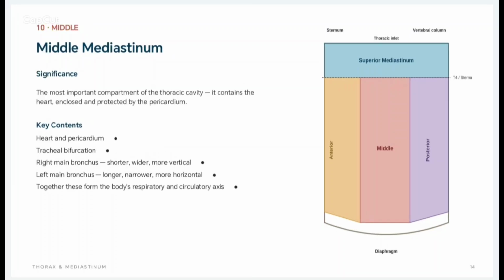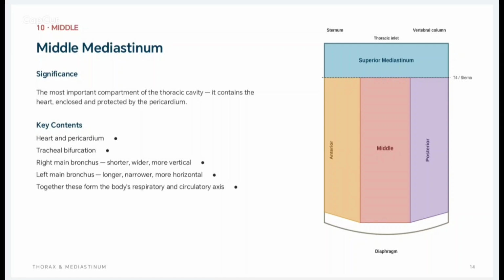The middle mediastinum is arguably the most important compartment of the thoracic cavity because it contains the heart, which is enclosed and protected by the fibrous pericardium. Beyond the heart itself, it contains the tracheal bifurcation into the right and left main bronchi. Note the anatomical difference. The right main bronchus is shorter, wider, and more vertical, while the left is longer, narrower, and more horizontal. Together, these structures form the body's primary respiratory and circulatory axis.